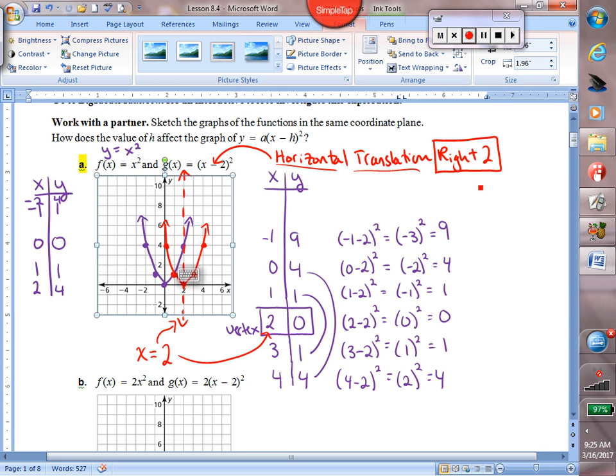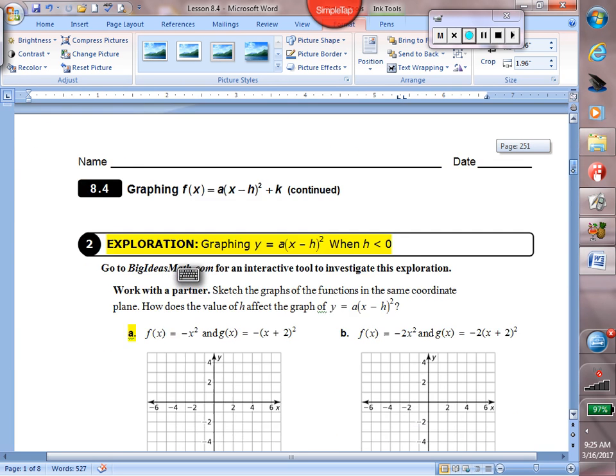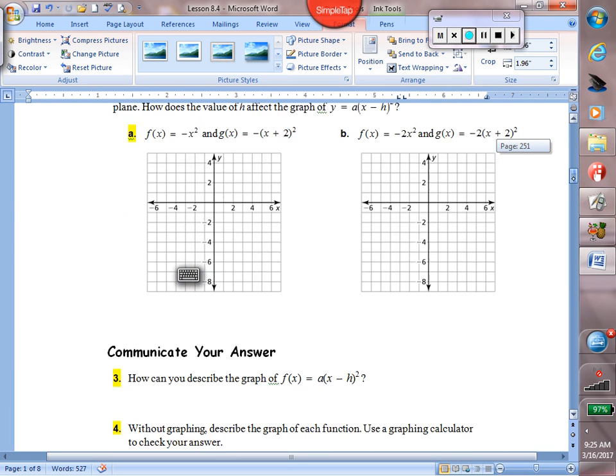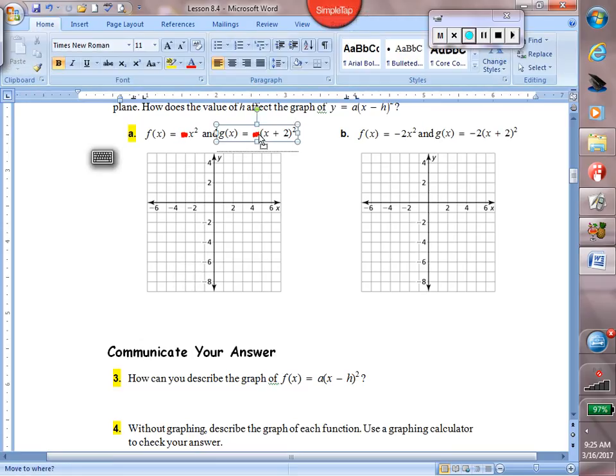Now let's turn to the next page, page 261. Let's look at letter A, and I need you to make this little change for me. Let's get rid of the negative signs. I want to keep these first ones as simple as possible for us, just focusing on the one transformation at a time. So we have our parent function, just plain old x squared. Again, get rid of that negative sign, just cross it out. And we graphed that one on the previous example, so I'm going to go ahead and just sketch that graph here.